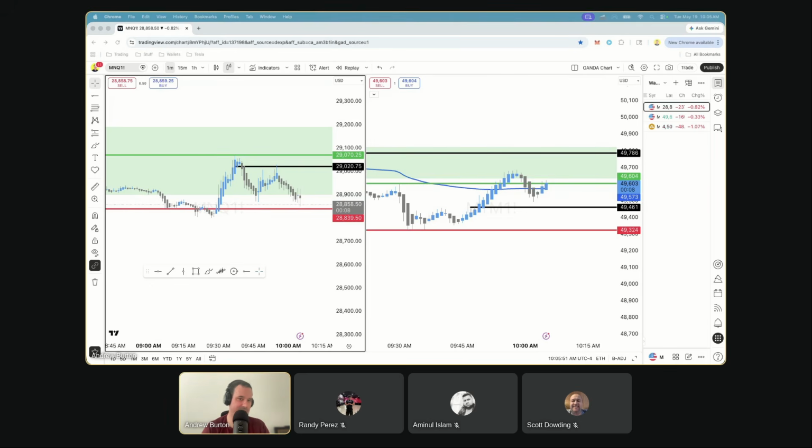Okay, so the Nasdaq's coming. The Nasdaq might give us a trade here, but this is a high risk trade because of the time of day, and it might just be grabbing this.